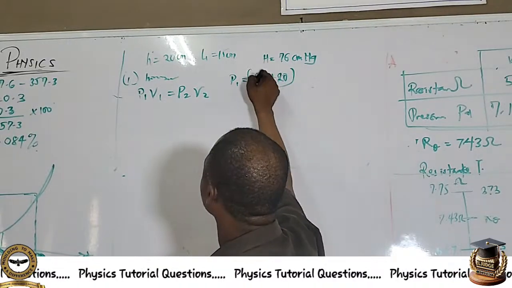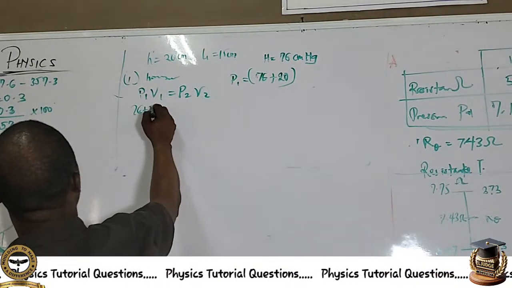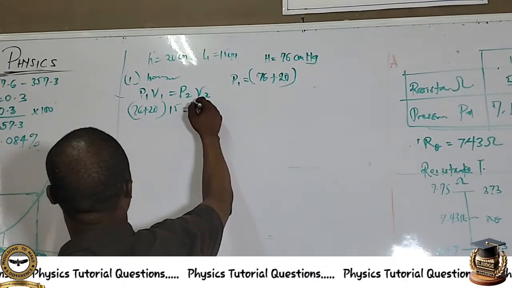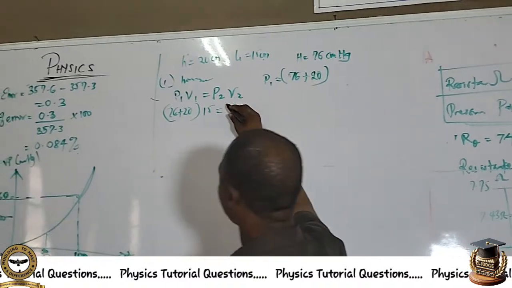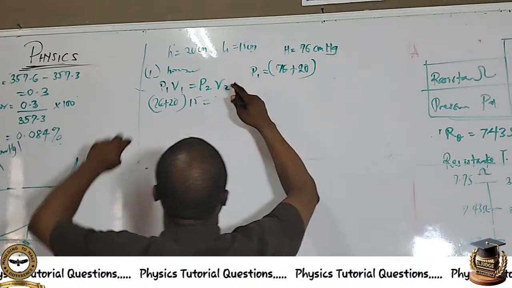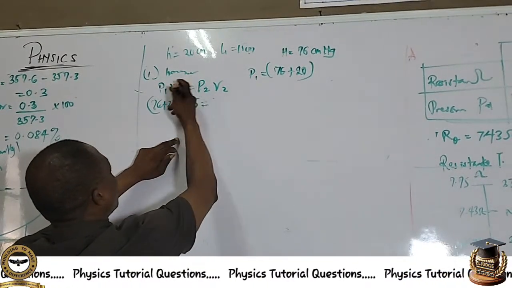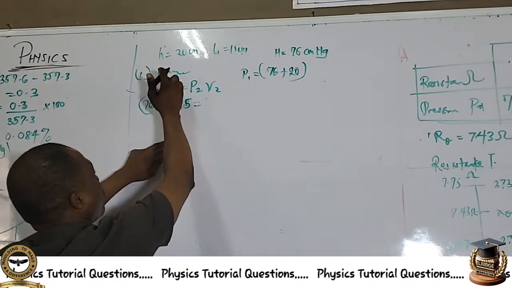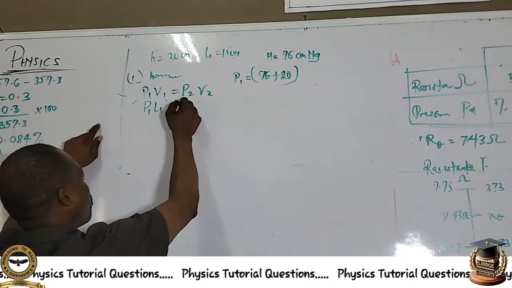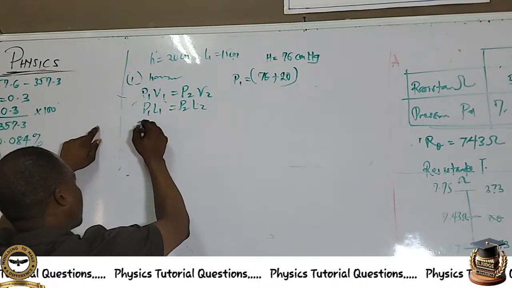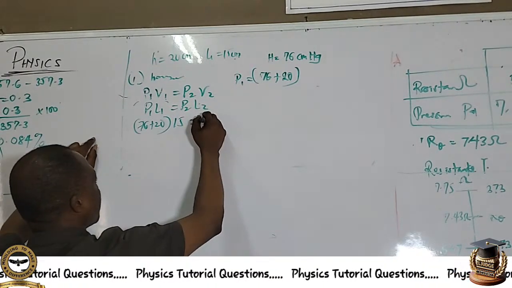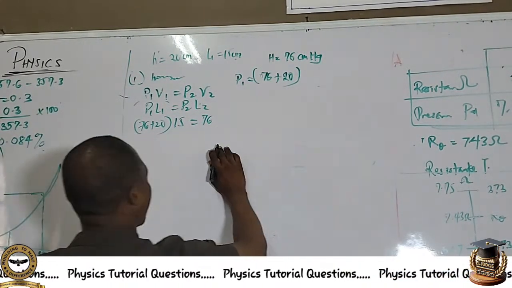So plus 20. So this is 76 plus 20 times V1. We relate it with 15 equals P2, which is what we are looking for. We are looking for the volume in this case, so the length. Since the uniform cross-sectional area is equal, I can just say that P1 L1 equals P2 L2. So that's 76 plus 20 times 15 equals 76 for P2 when it's held horizontally.